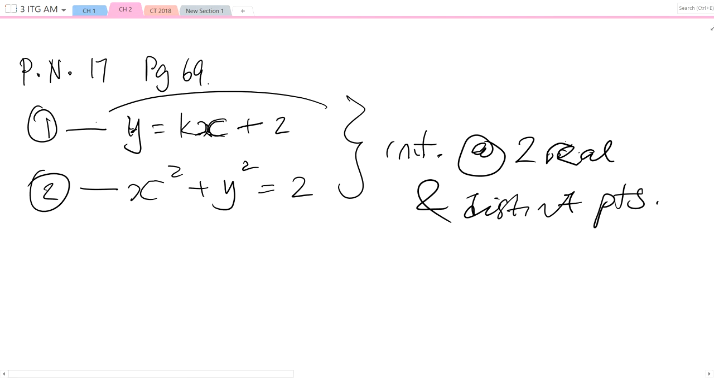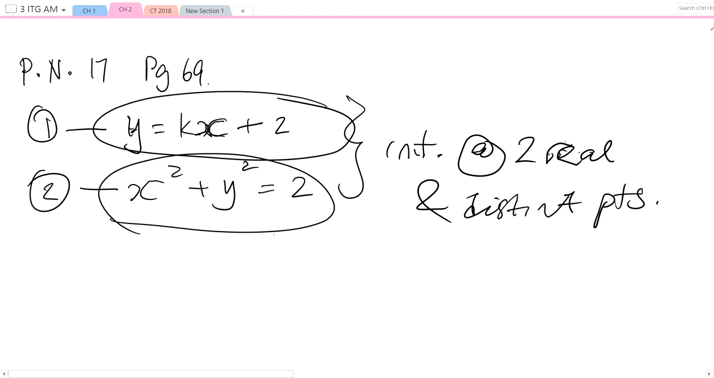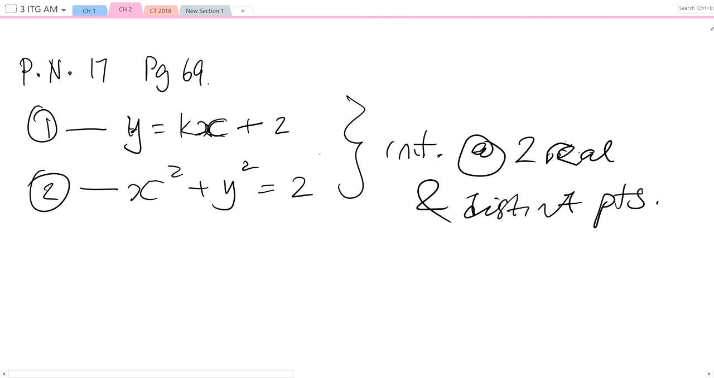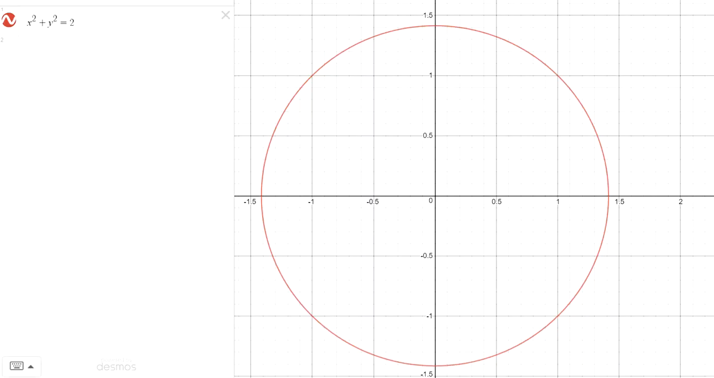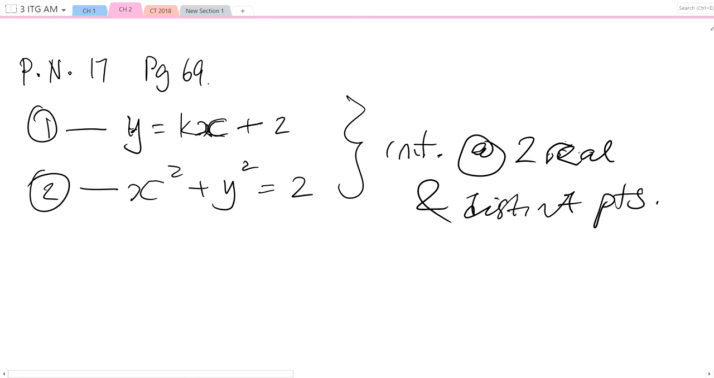You know what is the shape of this curve, or this graph? Straight line, because it is of the form y equals mx plus c, right? What about this one? Curve. What kind of curve is it? Parabola? Really? Parabola? X squared plus y squared equals 2. Is it a parabola? Let's try and find out from Desmos. This is the shape of the graph. It is a circle. So now I have an intersection between a straight line and a circle.